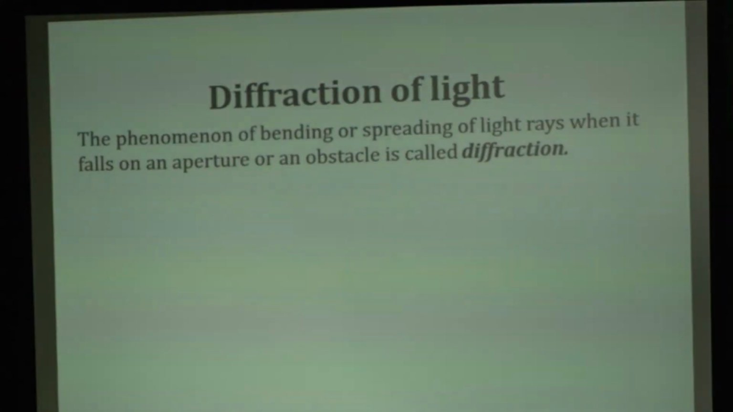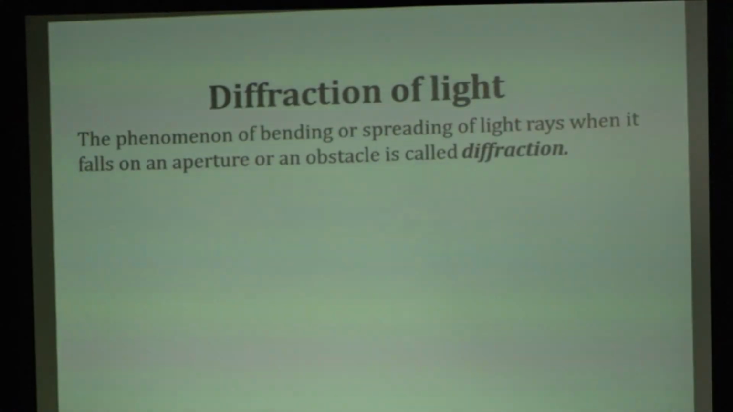Diffraction of light can be simply defined as the bending or spreading of light rays when they fall on an aperture or an obstacle. For instance, as you shine a torch on a wall, from the corner or from the edge of the wall, you might see light somehow spreads. That is called diffraction of light. But diffraction in the case of light may not bend like a rope or like water. However, diffraction is just changing the direction of light rays.